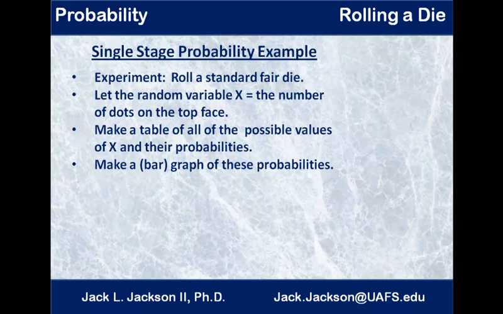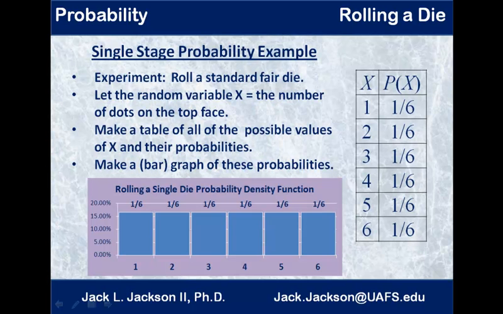Press pause right now. Okay, well, I'm sure this was no problem for you. We know that the probabilities are all the same. They're all 1/6. Notice they do add up to 1. And when we graph the probability density function, it's what we call a discrete uniform distribution. So they're all the same height.